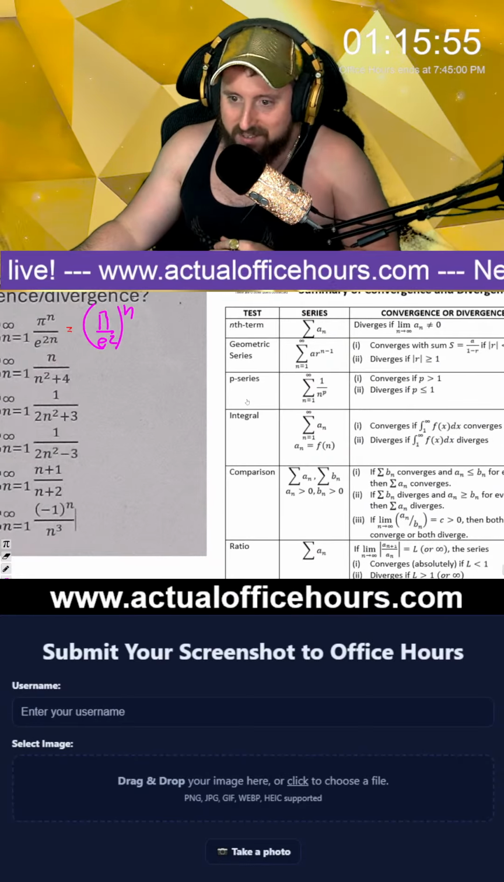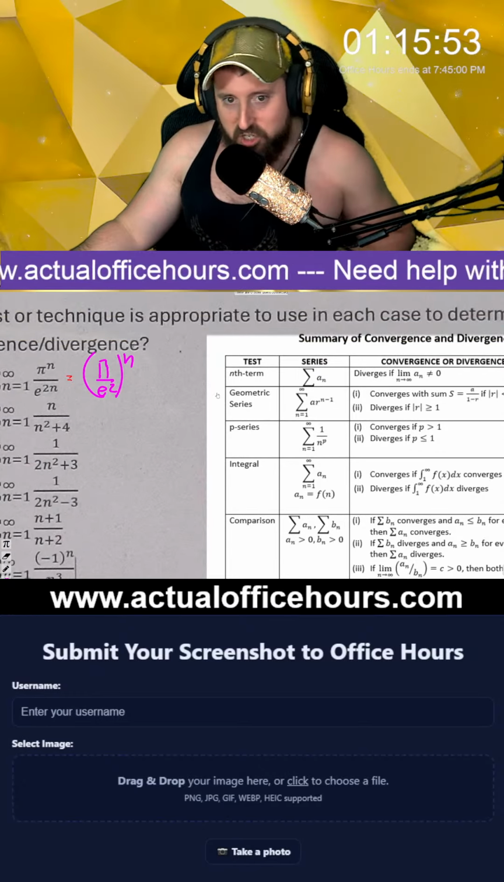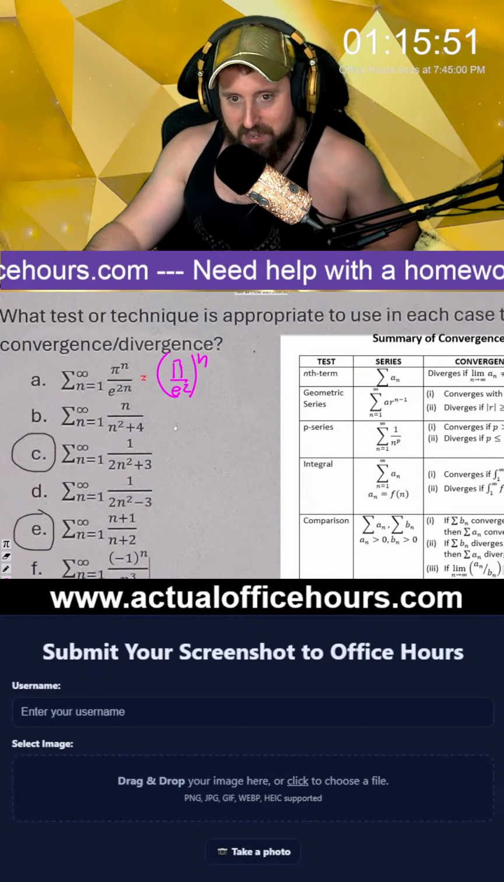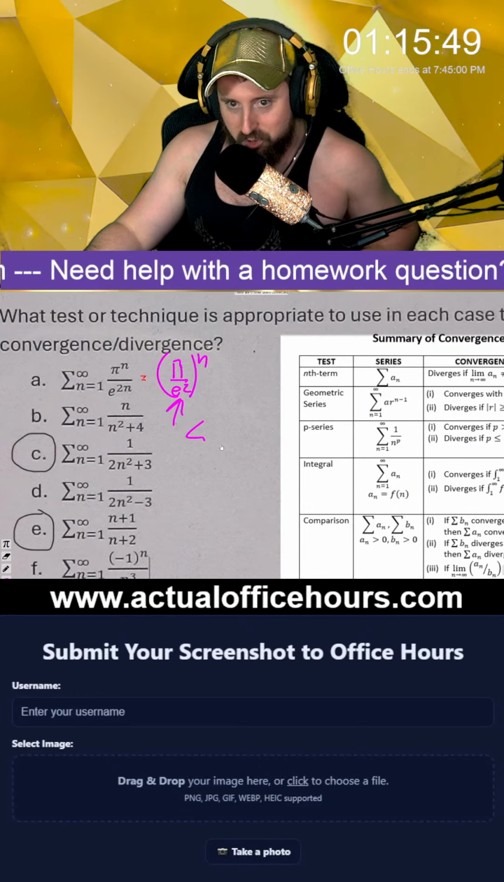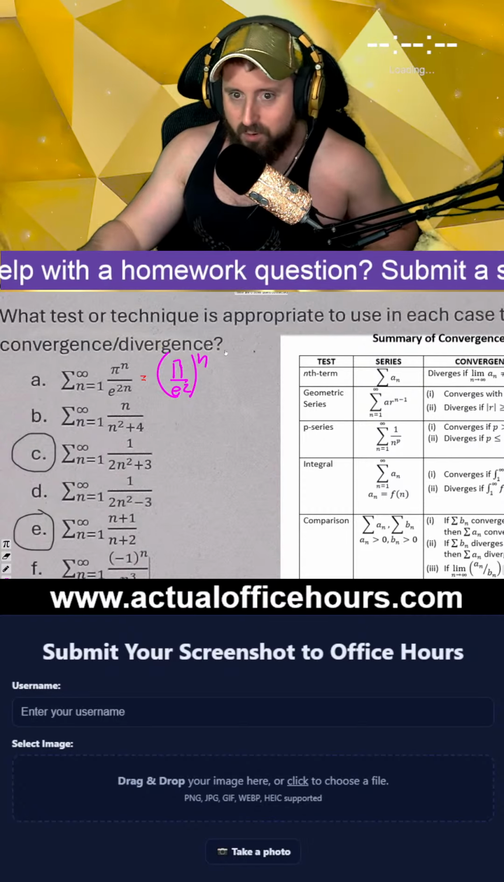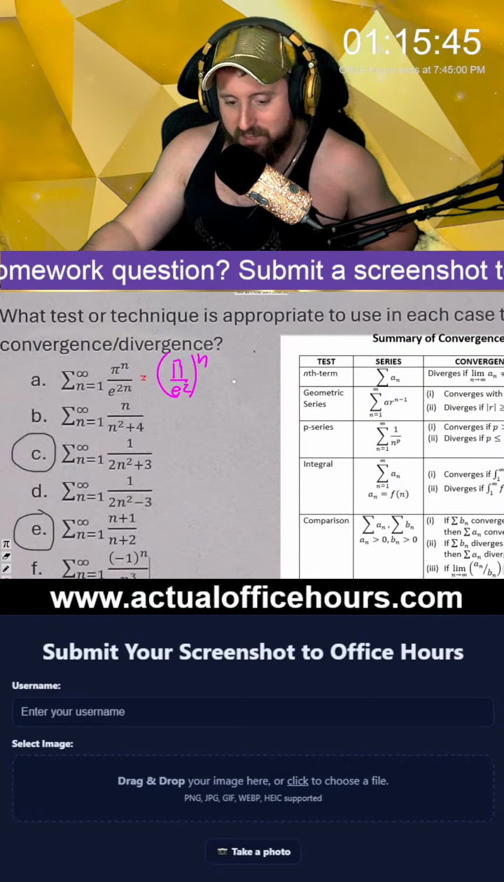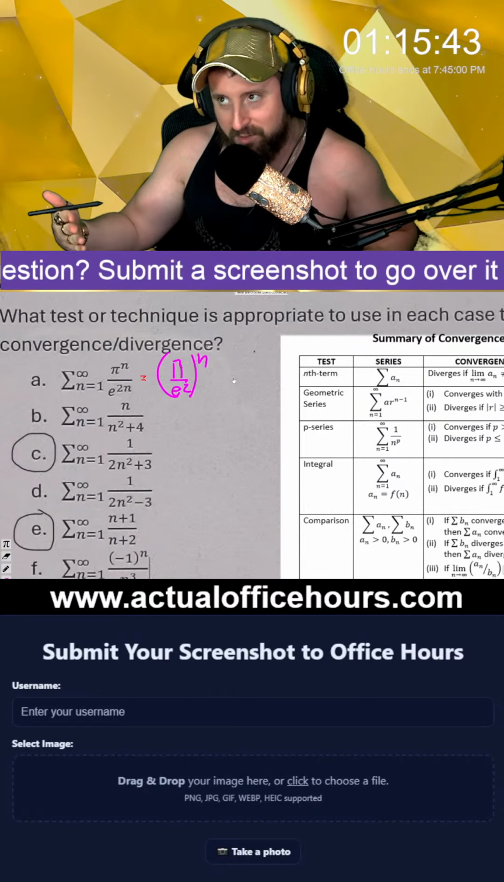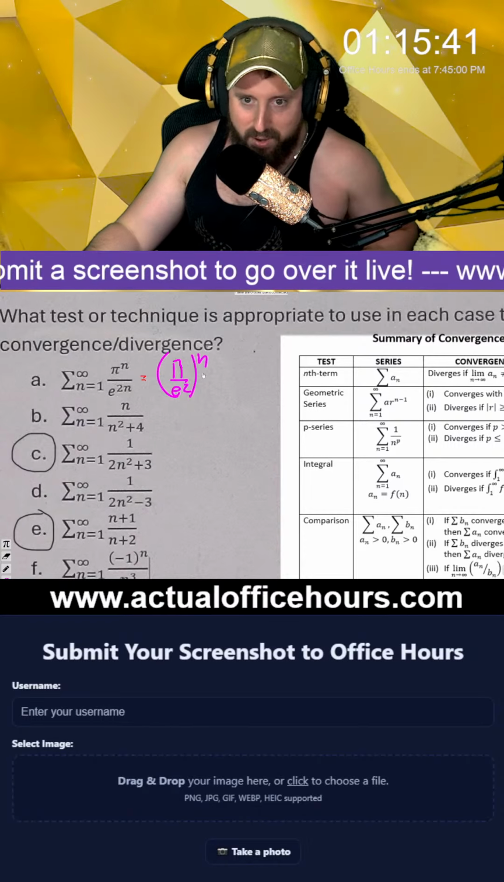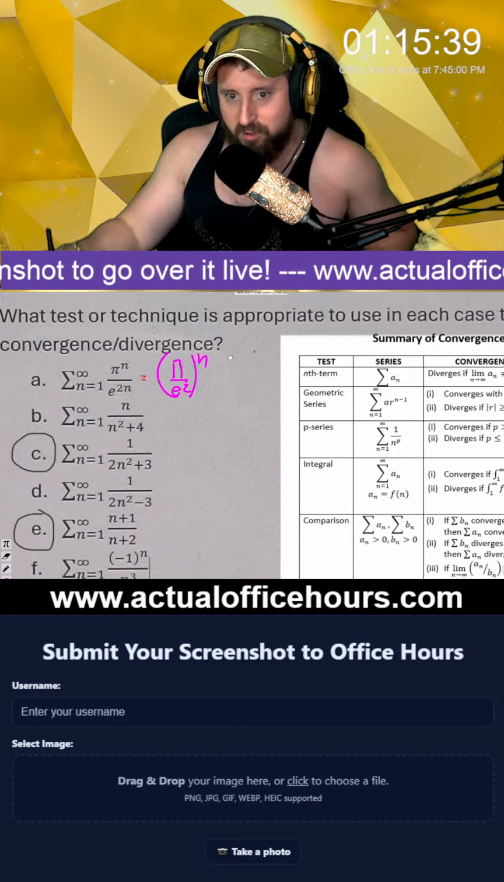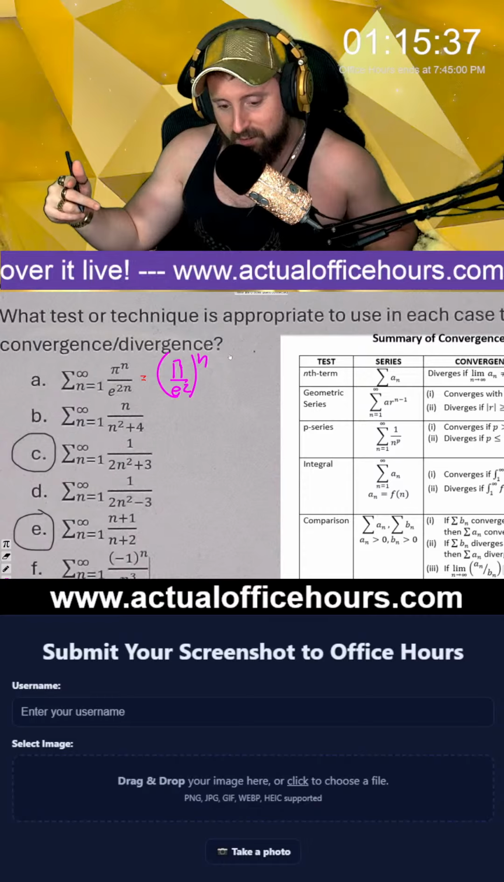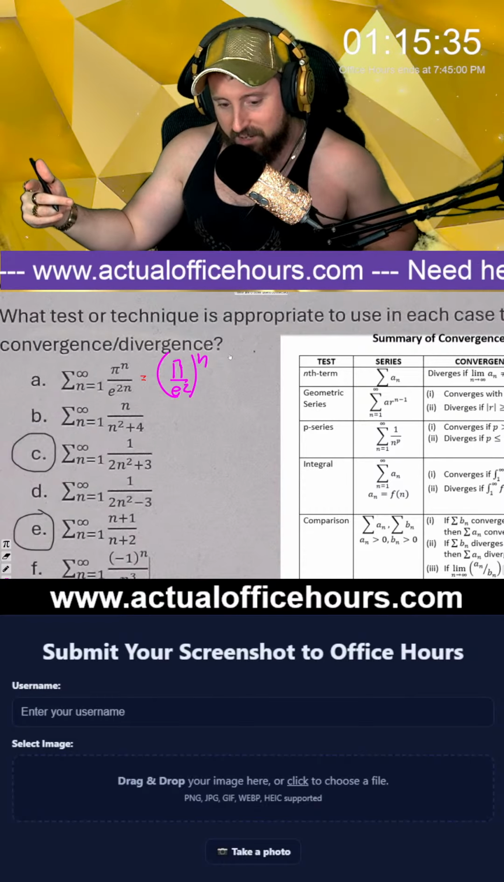Comparison test. Okay. It is geometric. You know, you're right, it is geometric. So I think as long as this is less than 1, then you're good, right? And so pi over e squared. So e is 2.7, so squared is like probably 7 point something. Pi is 3 point something. So this is already something less than 1 to the n, right?